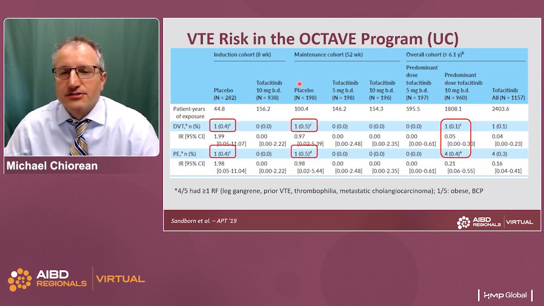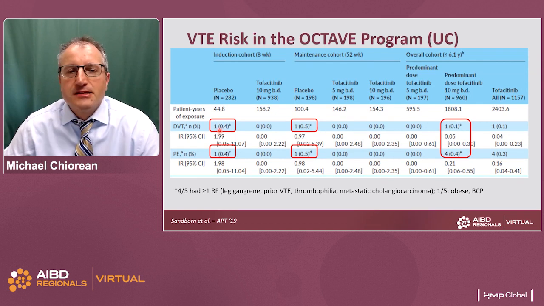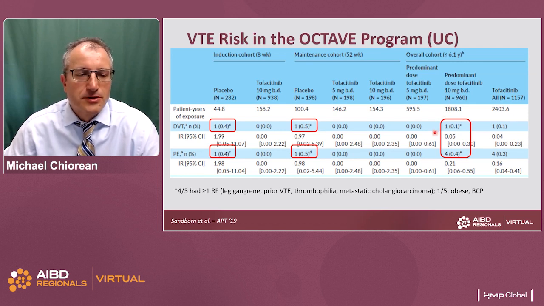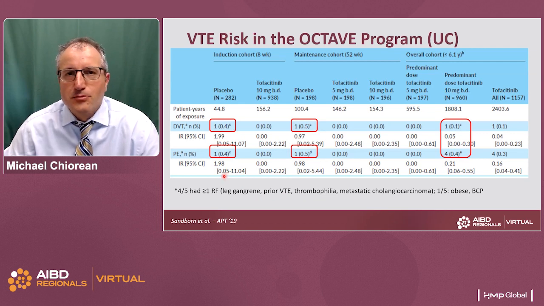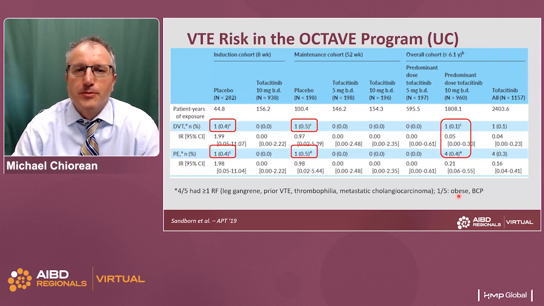And if you look at the venous thromboembolism or the VTE events, there were 2 cases, one DVT, one PE in the induction trial, both in the placebo arm. Similarly, 2 cases in the maintenance cohort, both in the placebo arm, and then 5 cases of VTE in the long-term extension. Those are both in patients receiving 20 milligrams daily. But if you look at the footnote, 4 out of these 5 patients had more than one risk factor for VTE, including leg gangrene, thrombophilia, metastatic cancer, and 1 out of 5 was an overweight patient on birth control pill.